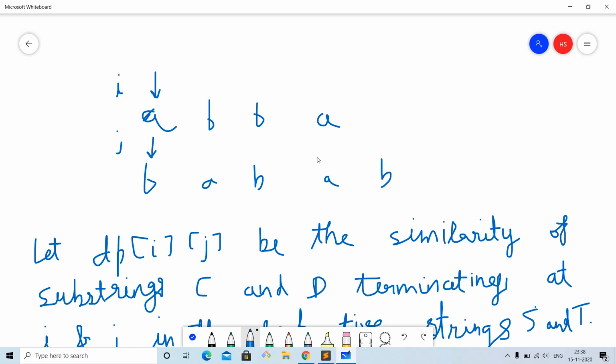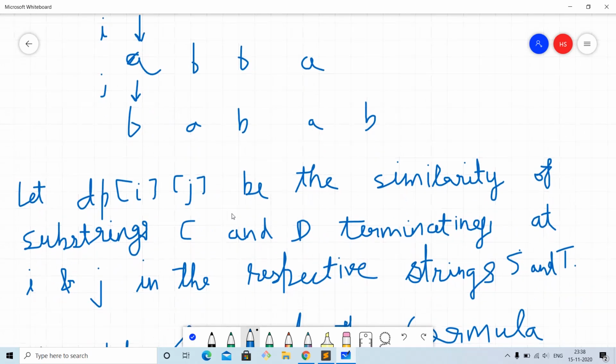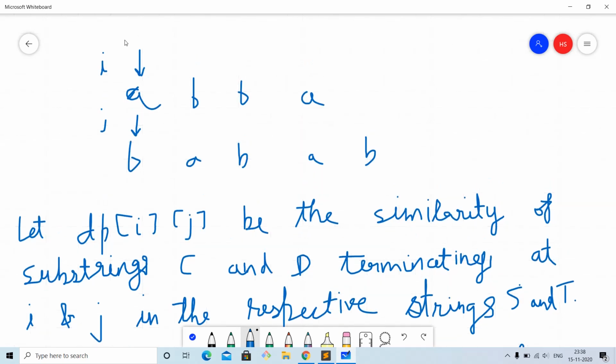So now let i and j represent the pointers on the strings S and T respectively. And let dp[i][j] represent the similarity of substrings C and D terminating at i and j in the respective strings S and T. So if we look only up to here, what will be the value of the similarity? Since we have only one character and it is not matching, the similarity is zero, because there is no longest common subsequence.